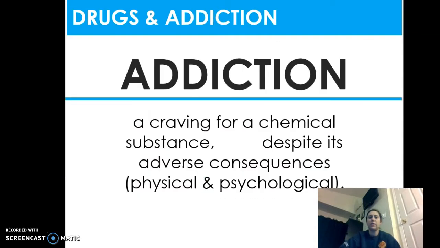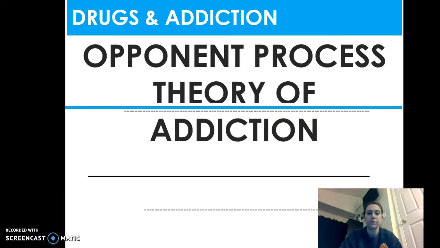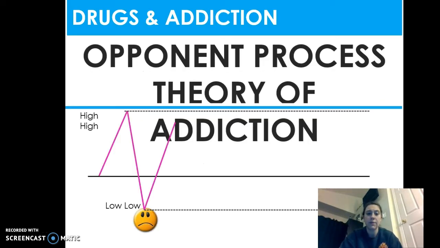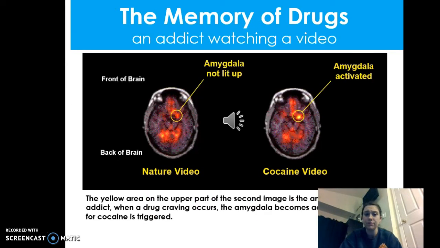Addiction is a craving for a chemical substance despite its adverse consequences. So addiction can be both physical, such as nicotine addiction, but also psychological, like marijuana is not necessarily physically addicting, but it is psychologically addicting. So we see both types of addiction. Someone who is addicted will experience very high highs and very low lows.